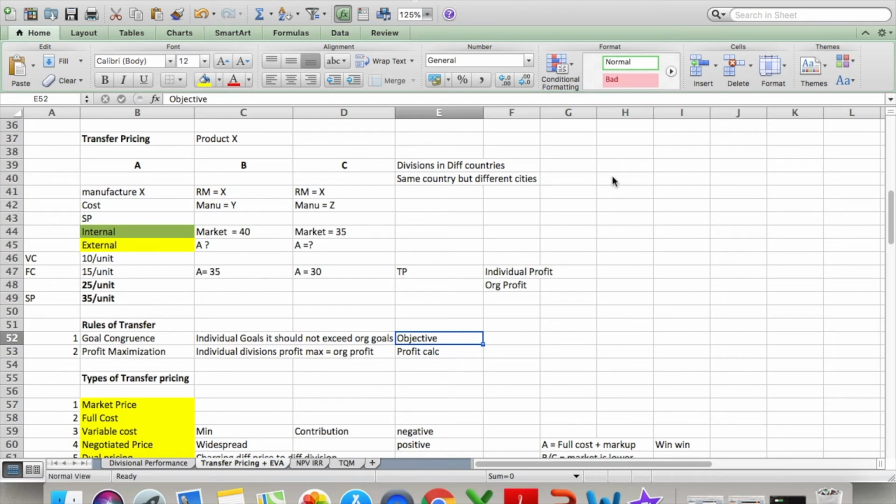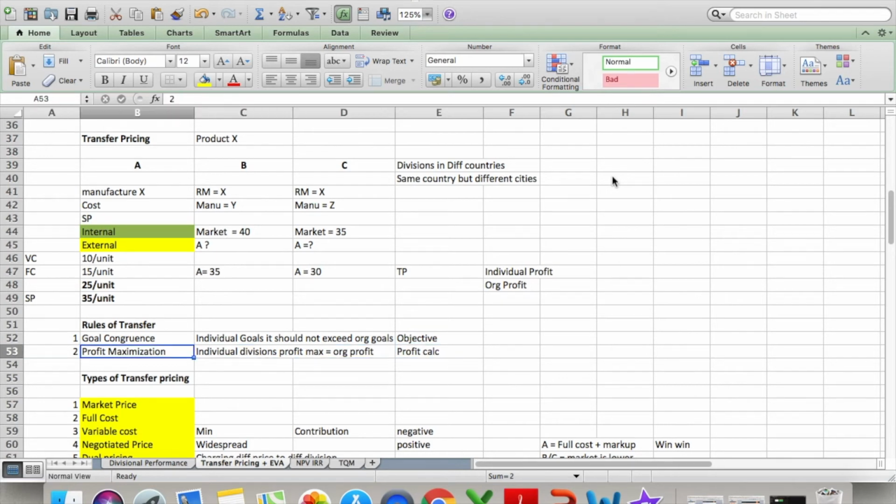So that is the key area of transfer pricing, that A, B, C need to make a decision of the product X that they want in such a way that neither one of them are at a disadvantage, and that there is a whole and that the organization benefits from each individual decision, right?